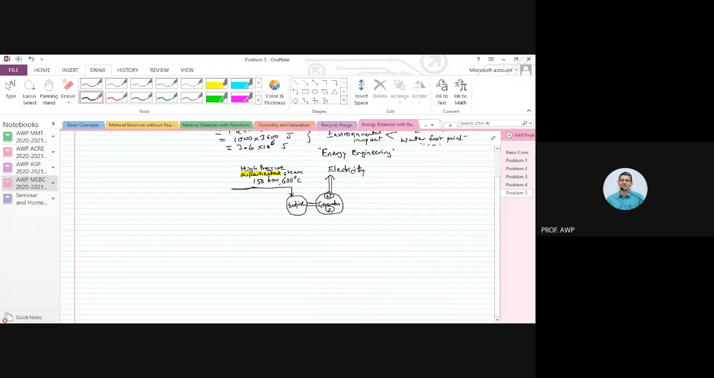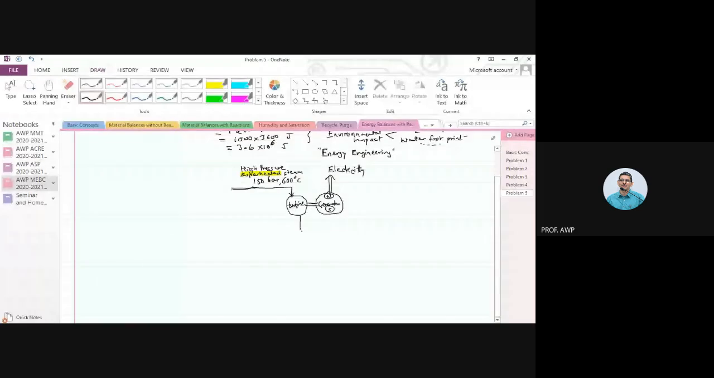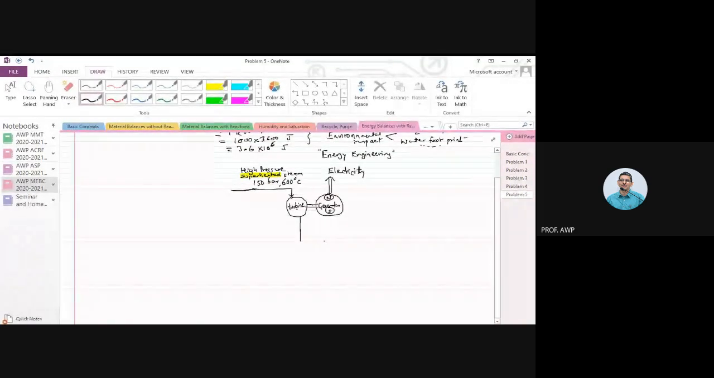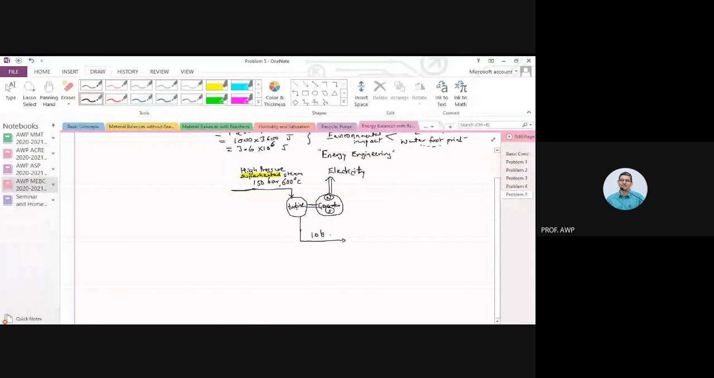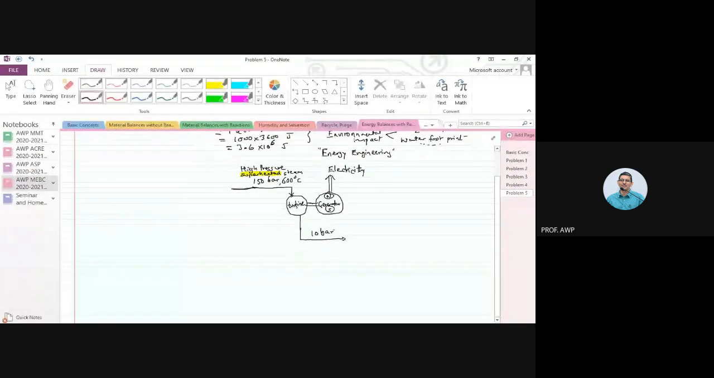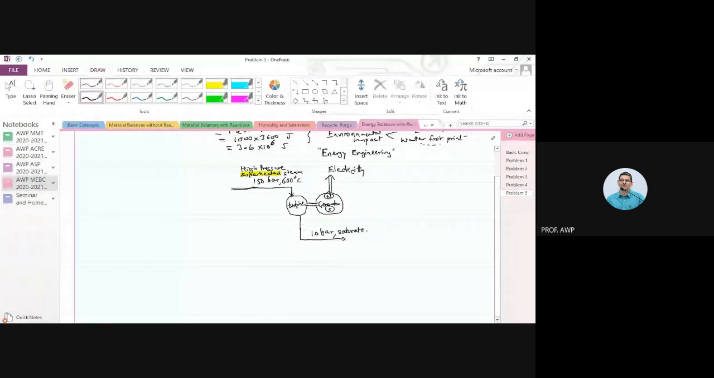So the steam coming out of this turbine, sorry, steam doesn't come out of the generator, steam comes out of the turbine. This steam is now at low pressure. So let's say it is at 10 bar and it has lost its enthalpy also. So it is now, let's say, saturated steam.